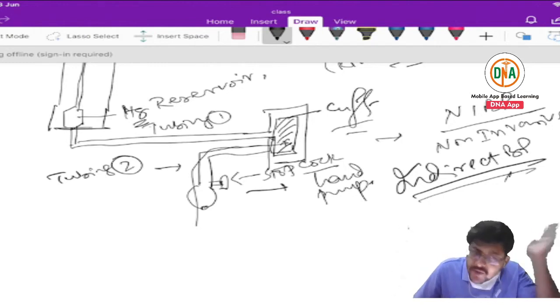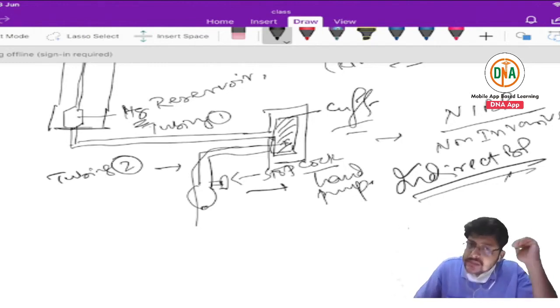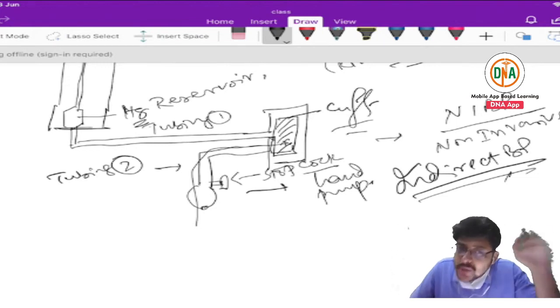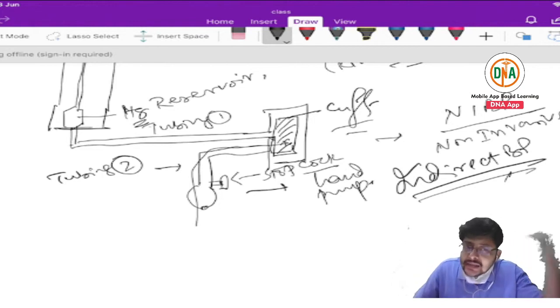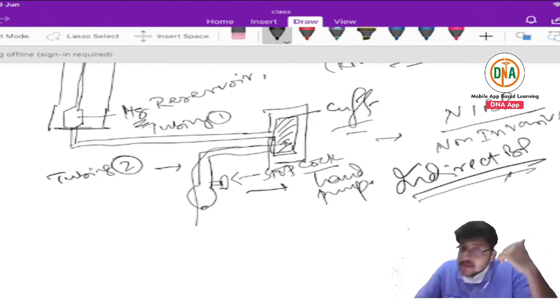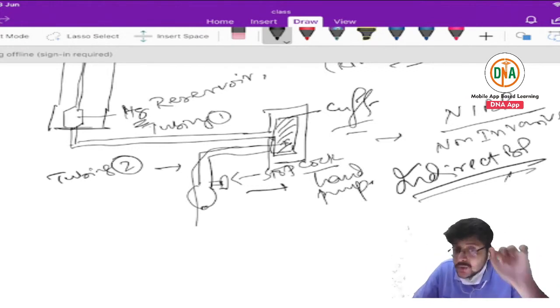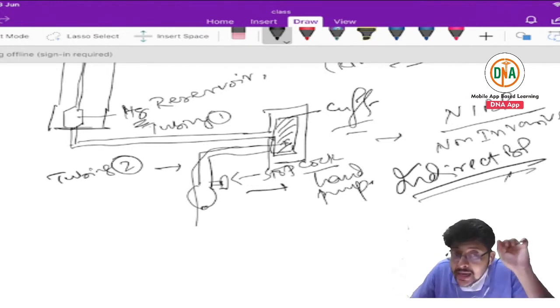Is there any direct BP? Yes. What is that called? We call it invasive BP. Is that actually measured? Yes. Where is that measured? It is measured inside the ICU. How can we measure it? We can measure it by putting a cannula, an actual physical cannula, inside an artery. We call it arterial line placement.